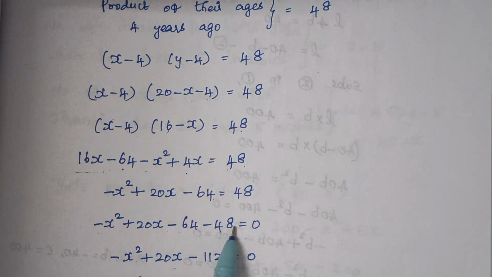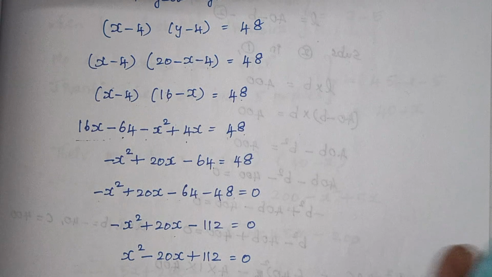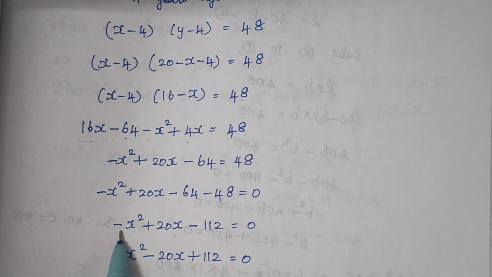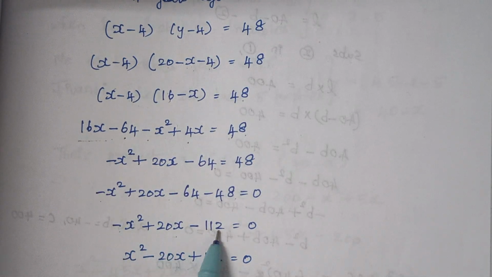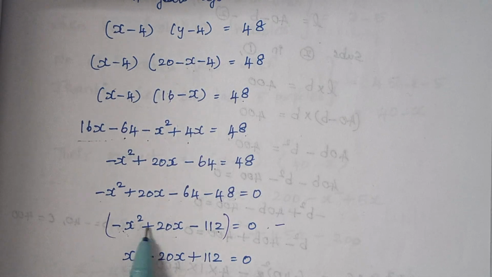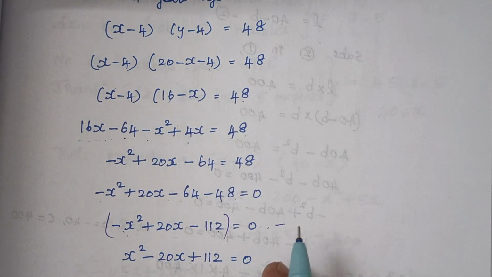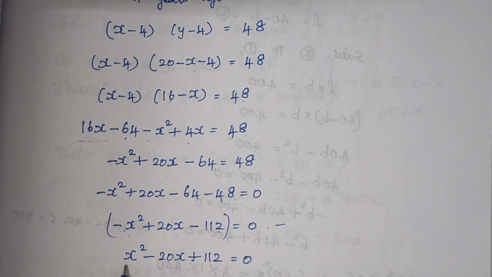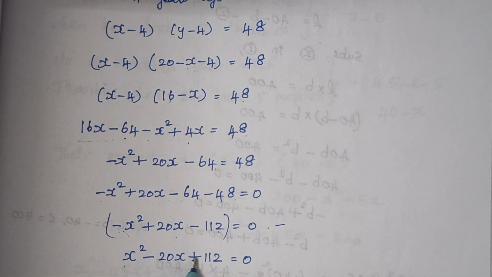So 64 plus 48 gives the answer 112. And finally, we always expect a positive x square term. If there is a negative x square term, we have to multiply this entire term by negative. So when you multiply this whole expression by a negative term, what happens? Minus into minus becomes plus, plus into minus becomes minus, and minus into minus becomes plus. Or else you can just make a sign change. Here minus becomes plus, plus becomes minus, and minus becomes plus.